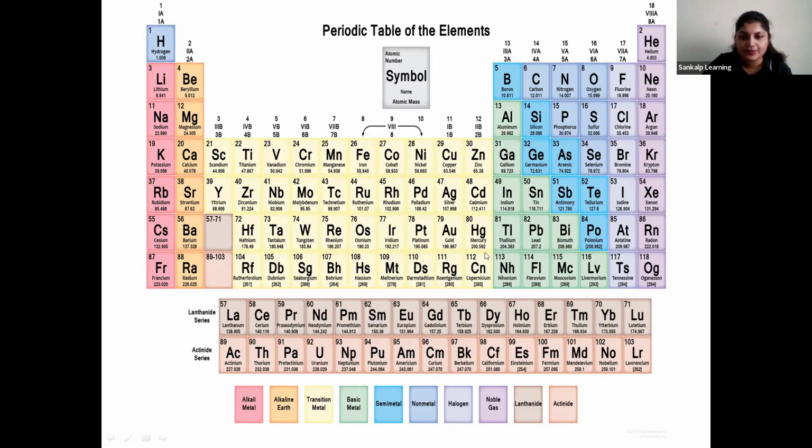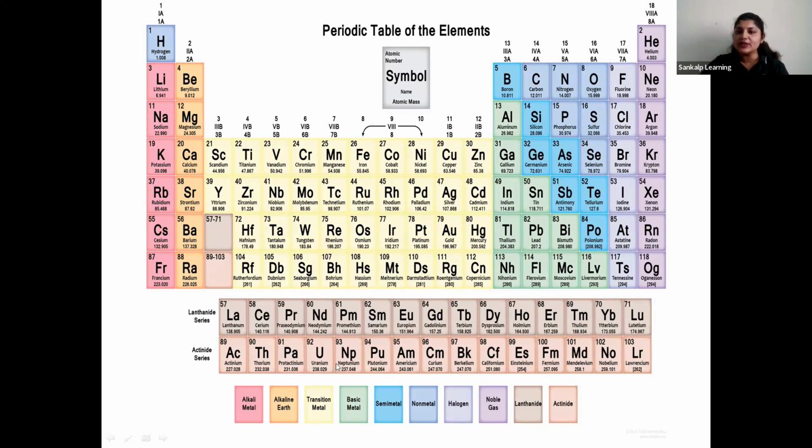Technetium. Okay, I'll just show you. So it was the first man-made element. Okay, technetium. So based on this, yesterday we have discussed about compounds.